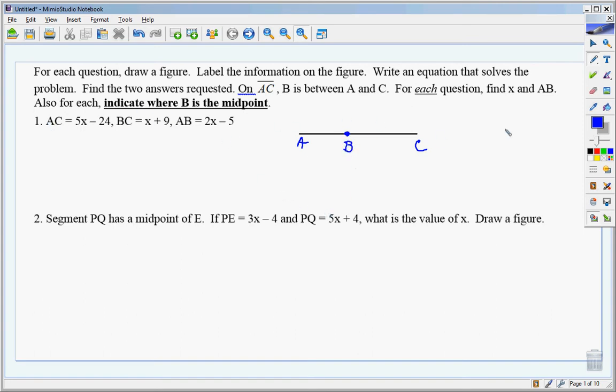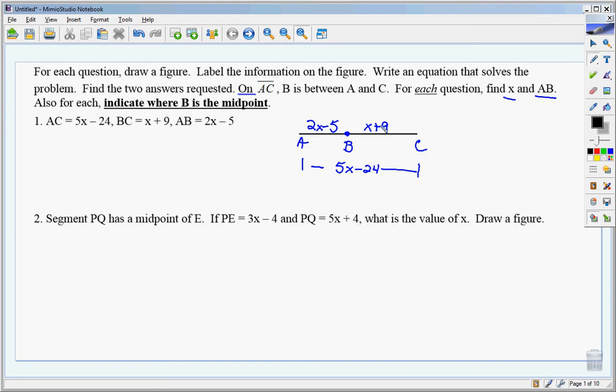It asked me to find X, the length of AB, and then to indicate if B is a midpoint. So determine, is B actually cutting this segment in half? They told me that AC was 5x minus 24, BC was x plus 9, and AB was 2x minus 5. And I put that information into my picture.